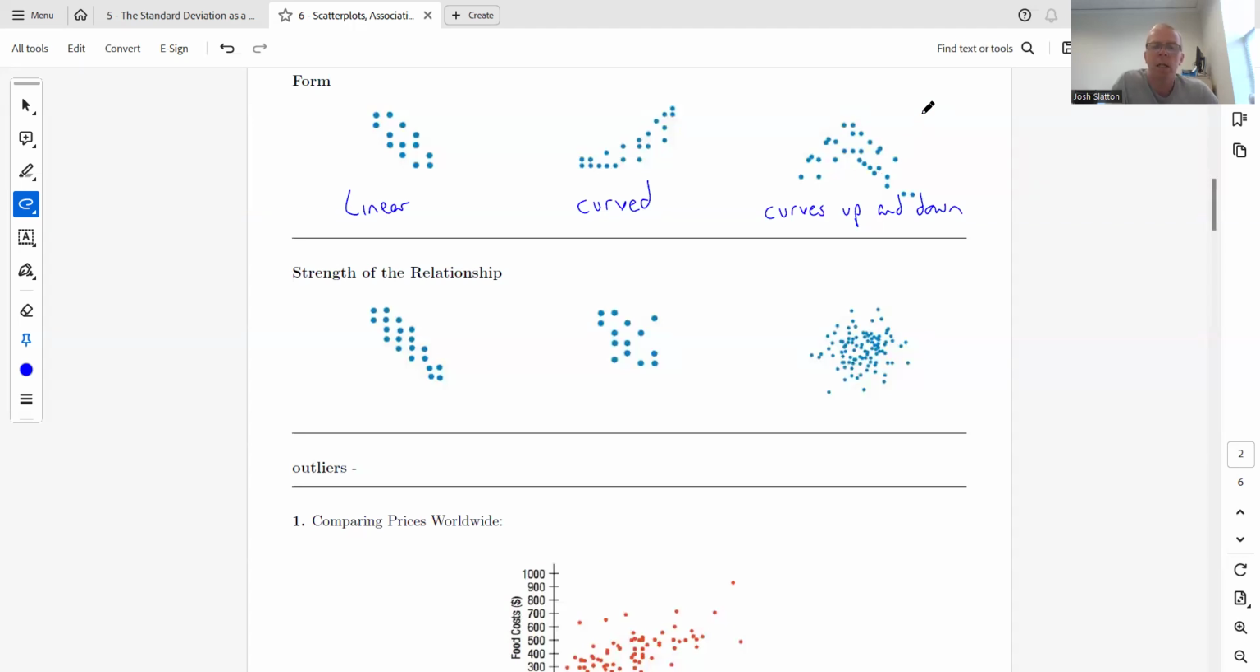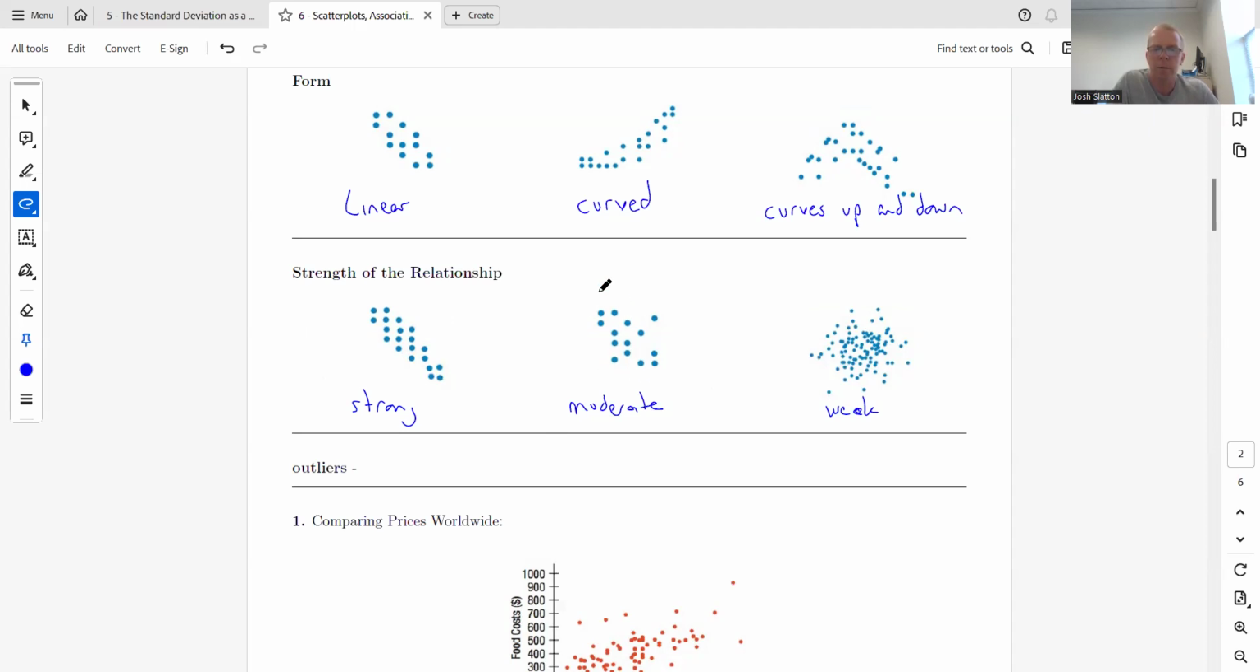So either way. Then we have the strength. So the strength is talking about how close these points are together and how strong the pattern is, how easy is it to predict what will happen in the future. So here we have a strong pattern. We could have very strong if they're almost in a perfect line. Then we have moderately strong or moderate, and then we have weak. And so the weak is just there's no direction, there's no form here, no strength.